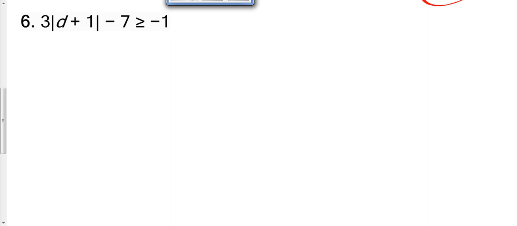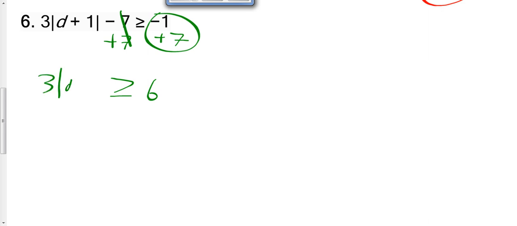All right, so hopefully you've paused and you've tried the problem. I'm going to now show the answer on the video, so I'm going to show you how to do it. So here's what you would do. You want to get rid of the 7 by adding 7 to both sides. You have greater than or equal to 6 then, because 7 minus 1 right here is going to be positive 6. You have 3 absolute value of d plus 1, but you've got to get rid of that 3 outside.